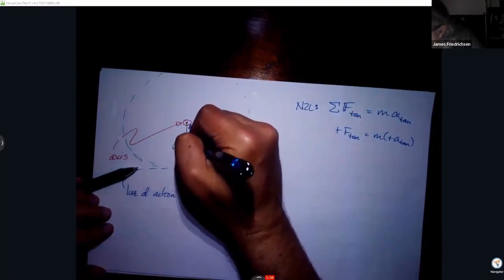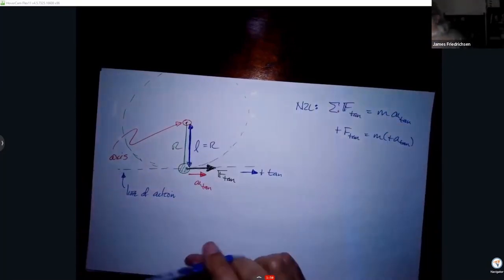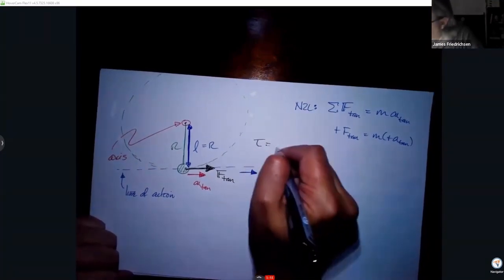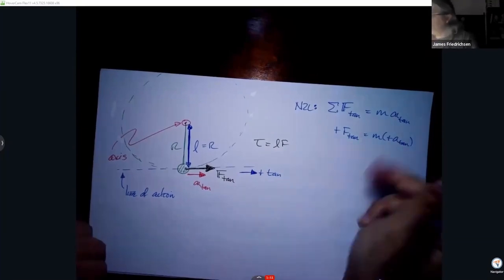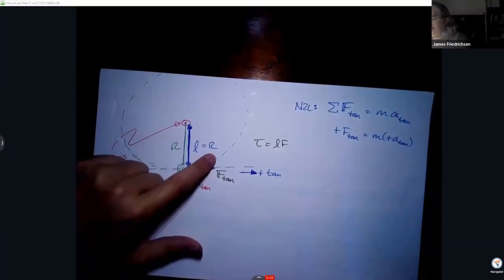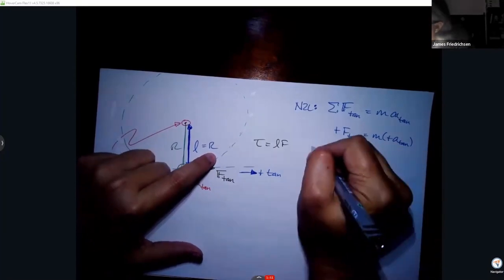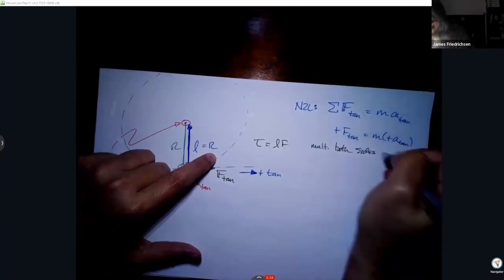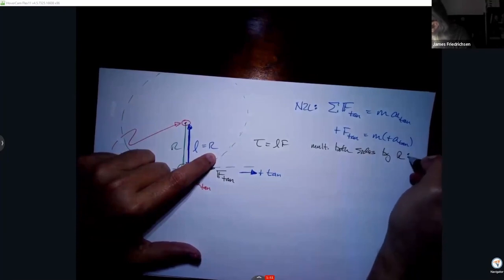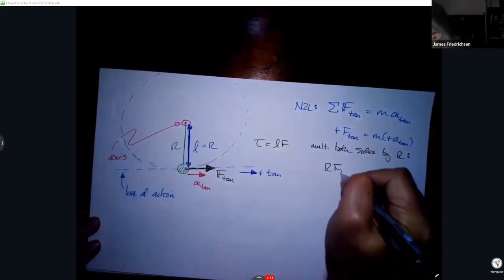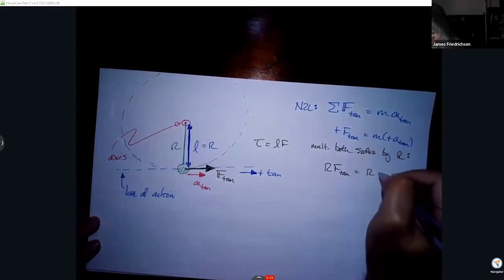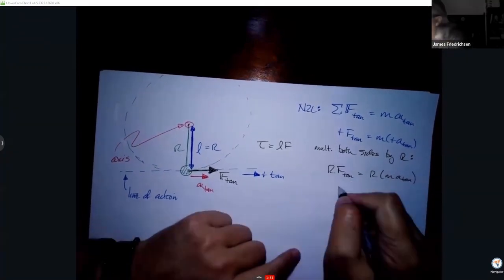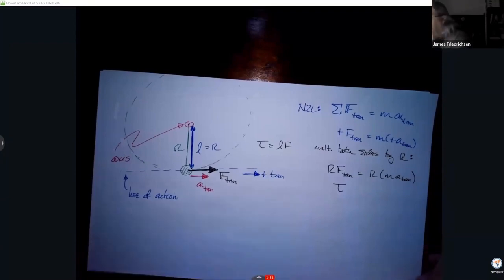And so to get the torque, we have that it is the lever arm times the force. So if we multiply both sides by this radius of the circle, what we get is R times F tan equals R times m times a tan. Well, R times F tan will be our torque due to that particular force.